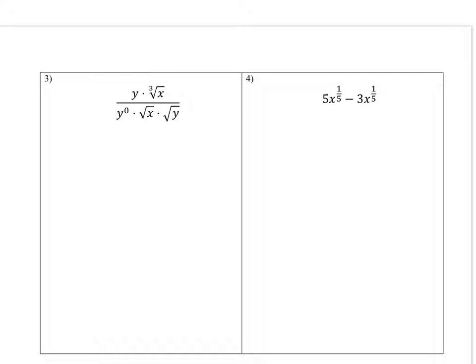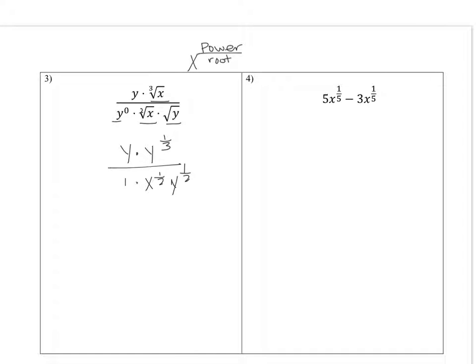Alright, so number 3. I know it looks a little scary at first, but it's not as bad as you think. Let's just take first all these radicals and change them to x to the power over root. So we have y times y to the 1/3 over y to the 0 is the same thing as saying 1 times x to the 1/2 square root times y to the 1/2 square root of y.